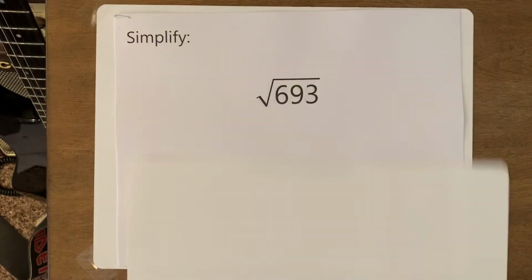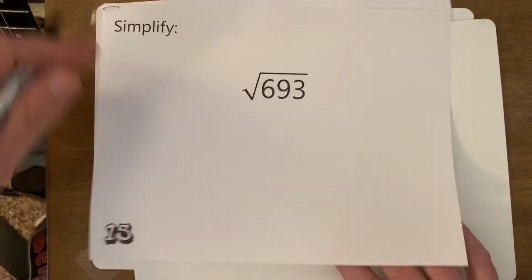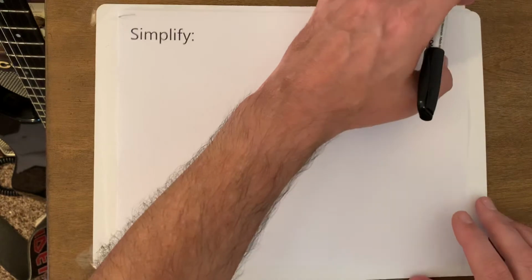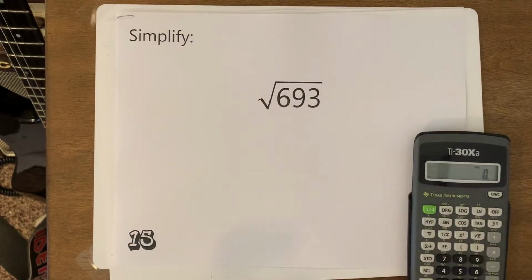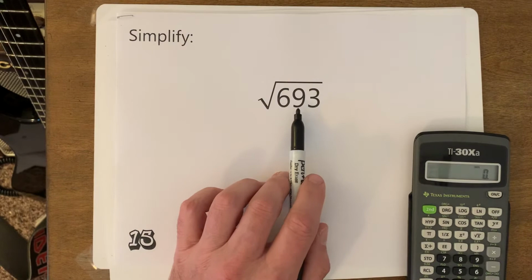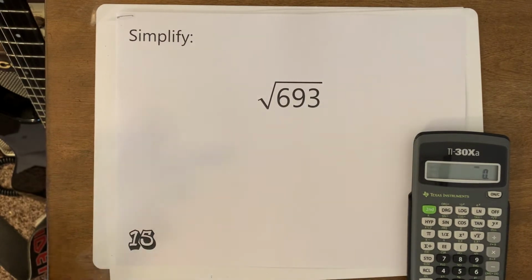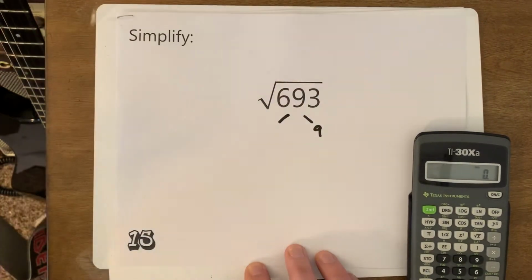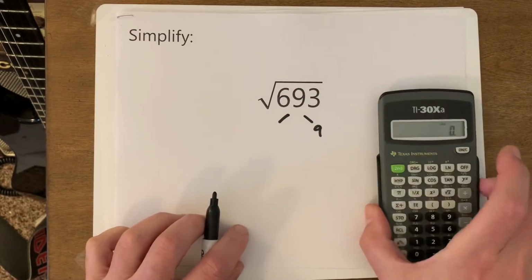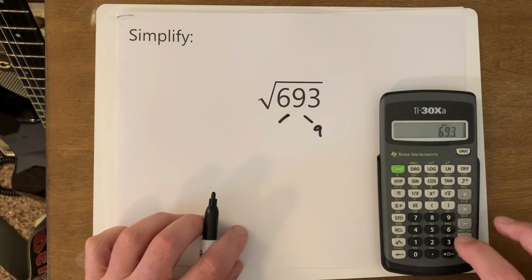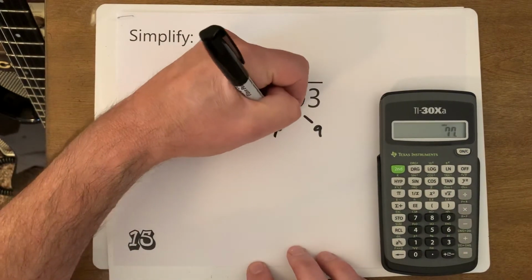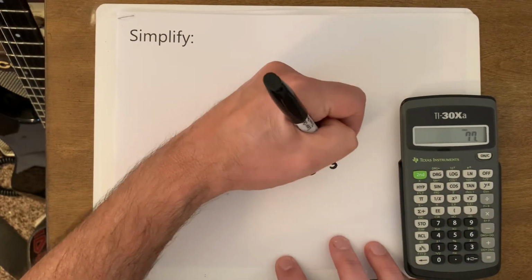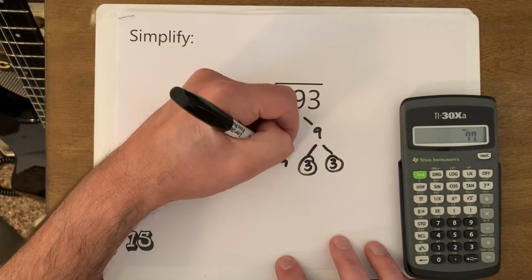693. Okay, so what can we do here for this one? Let's add them all up and see what we get. 9 and 6 is 15, plus another 3 is 18, isn't it? So we know that 9 goes into it. Also 3 goes into it. But I always like to take the bigger one just to get rid of it. Let's take 9. So 693 divided by 9 equals 77. Nice. Okay, the 9 is going to break down into a 3 and another 3. The 77 is 7 times 11.